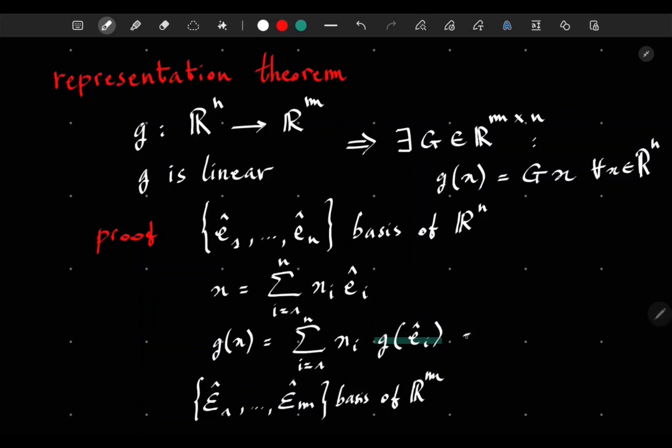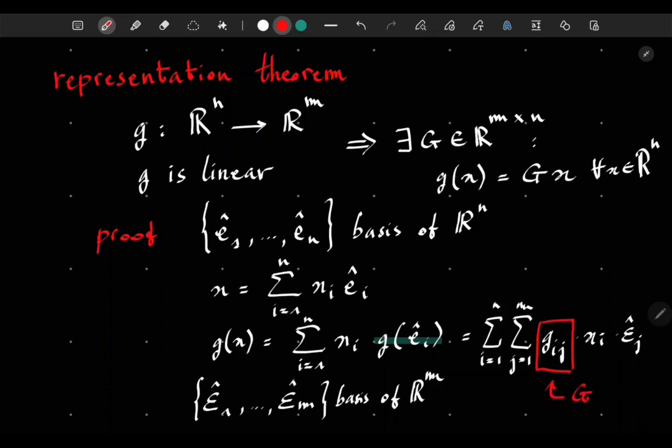And we can write this sum here as a double sum now of gij times xi times the basis vector epsilon j. And this gij term is the generic element of the matrix G, capital G, we are looking for.